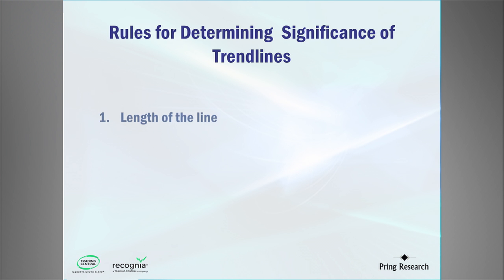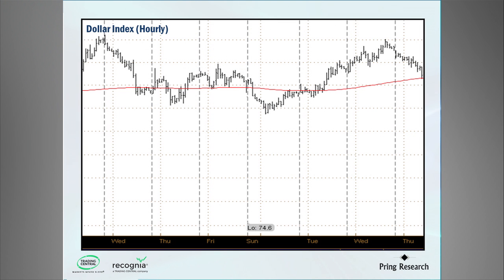1, the length of the line. The longer the line, the greater the trend being monitored, and therefore the greater the significance. Just remember, big trends result in big signals, small trends in small ones. This one features an hourly chart of the dollar index. Note how the ensuing rally lasted for about 36 hours.